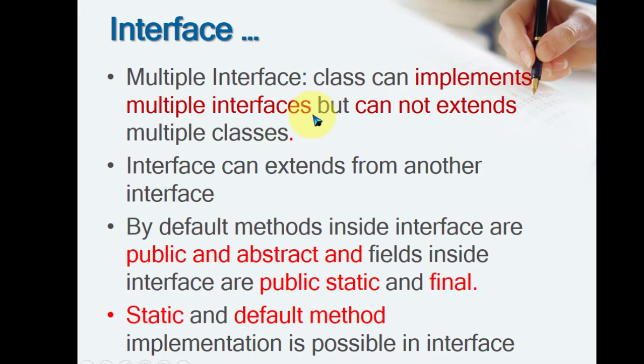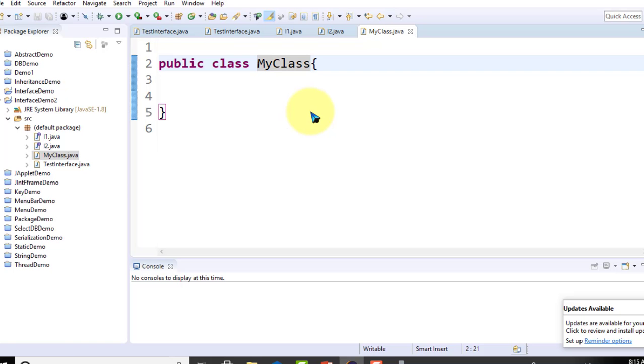A class can implement multiple interfaces but cannot extend multiple classes. That means multiple inheritance is not possible with classes, but multiple interface implementation is possible. Using multiple interface implementation we can achieve multiple inheritance also. Just see how to do this. Suppose here I want to implement it: implements I1, and I want to use I2 also, so give a comma and then I2.